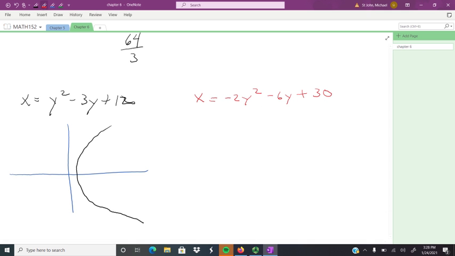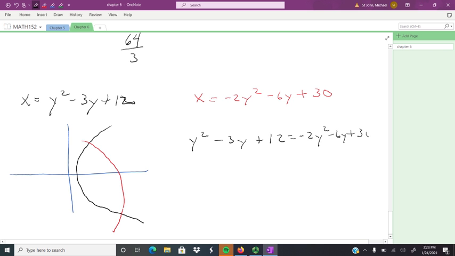And then my other curve is going something like that, right? In terms of a picture. Well, again, we need to know what we need to integrate from where to where. And so again, we take our equations and we set them equal to each other. So y squared minus 3y plus 12 equals minus 2y squared minus 6y plus 30.